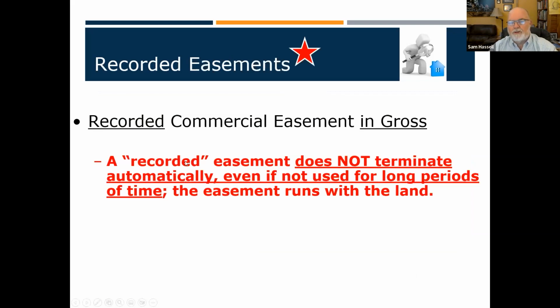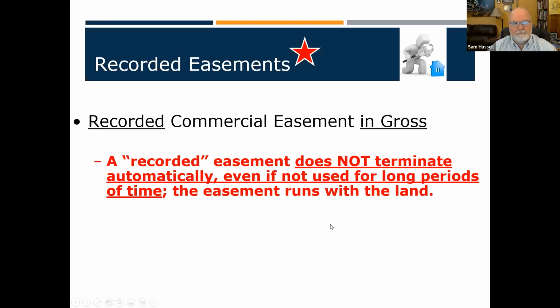All right, commercial easements in gross, long-term, a recorded easement does not terminate automatically, even if not used for long periods of time. The easement runs with the land. Again, we record them, they can use it. What if there's train tracks that run through the back of my property? Electric lines that run through, high tension wires that go through, right? Those are easements in gross. Those don't terminate. How often do you see somebody working on those electric lines? Probably every few years. So it's not like they have to keep getting something like that. They last a long time, right?